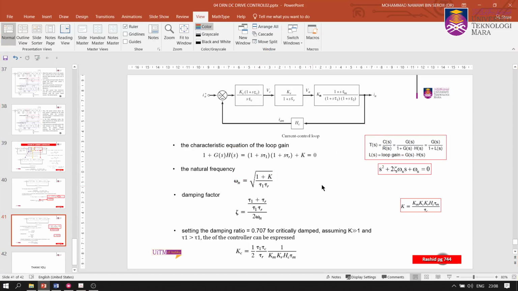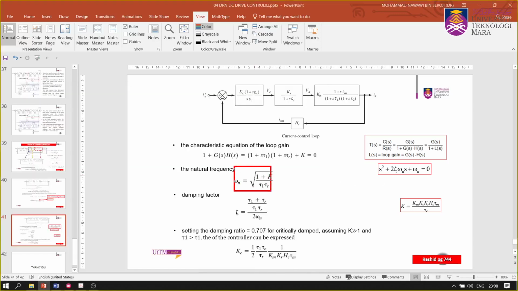If you rearrange the equation so that it matches the characteristic equation here, you can find that the natural frequency omega n equals the square root of (1 + K) divided by τ1 τr, and the damping ratio equals (τ1 + τr) divided by τ1 τr, divided by 2 omega n. By setting the damping ratio to 0.707, which is the common value for damping ratios, you find that your transient is good. There is no high oscillation and it is not underdamped.